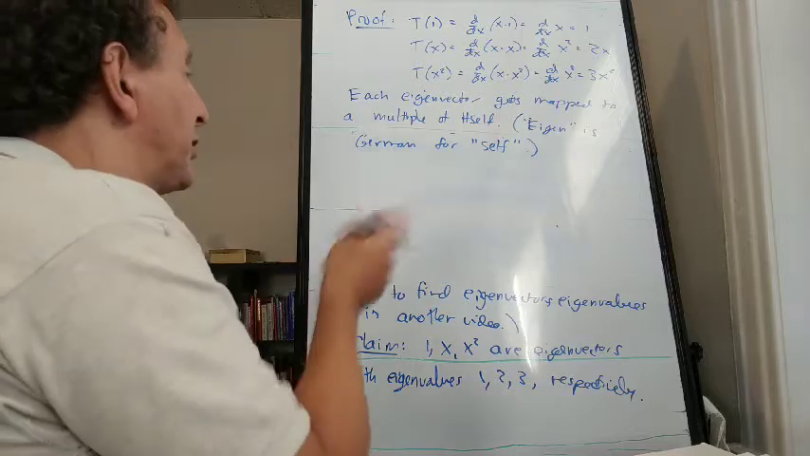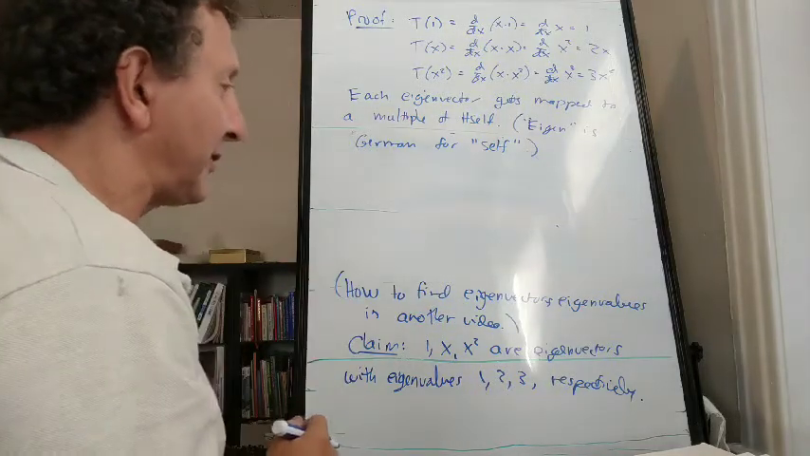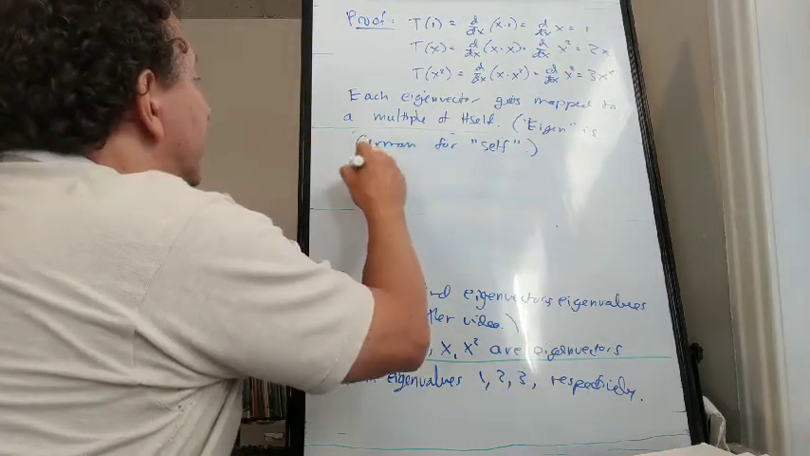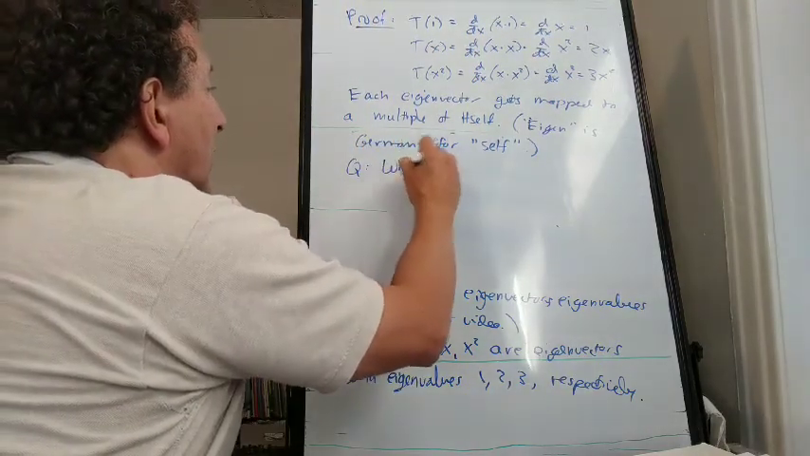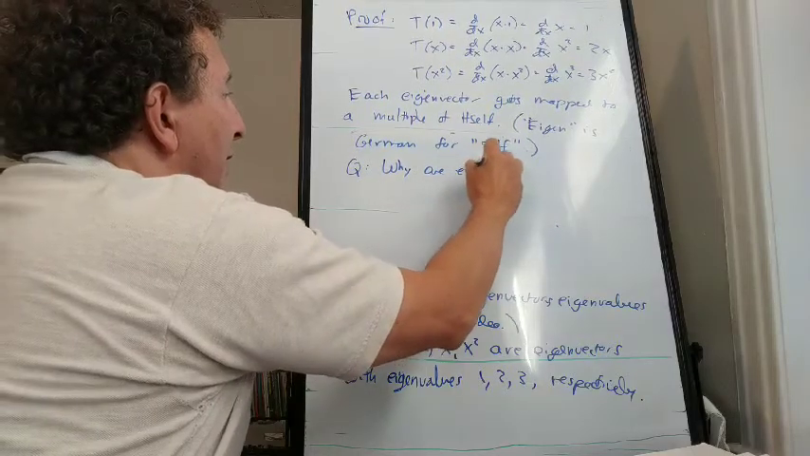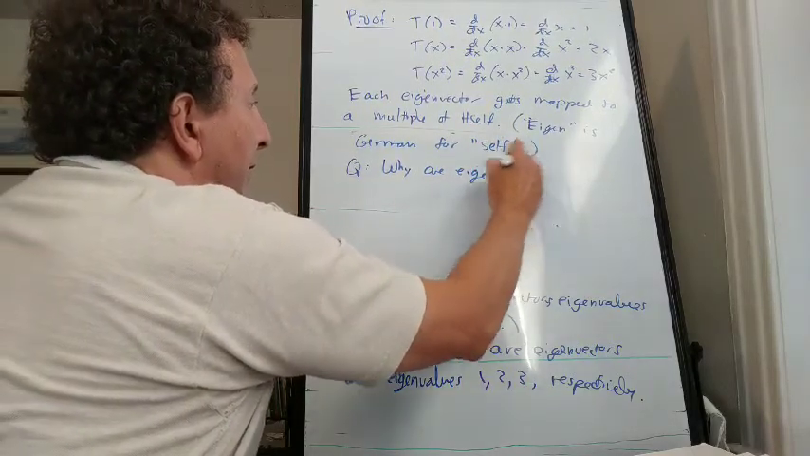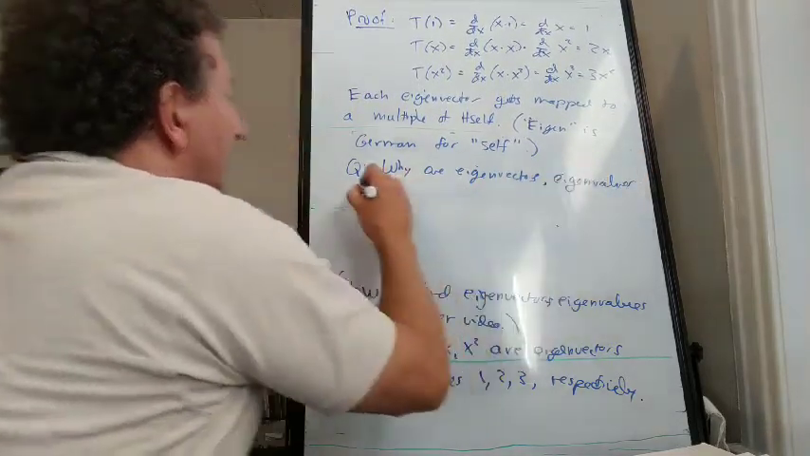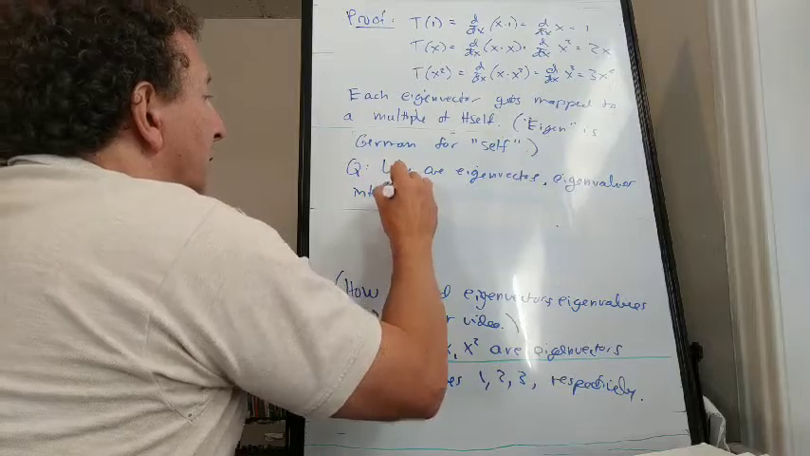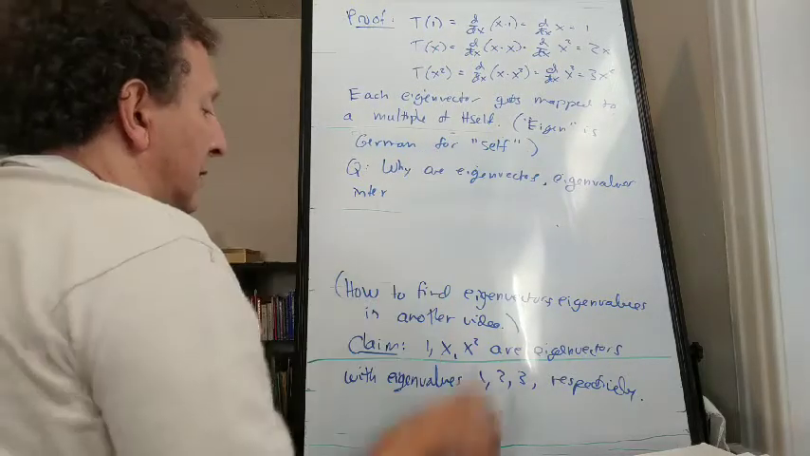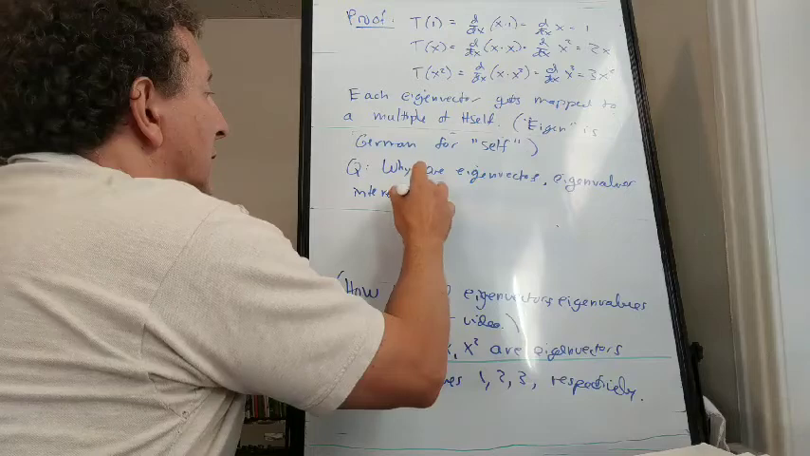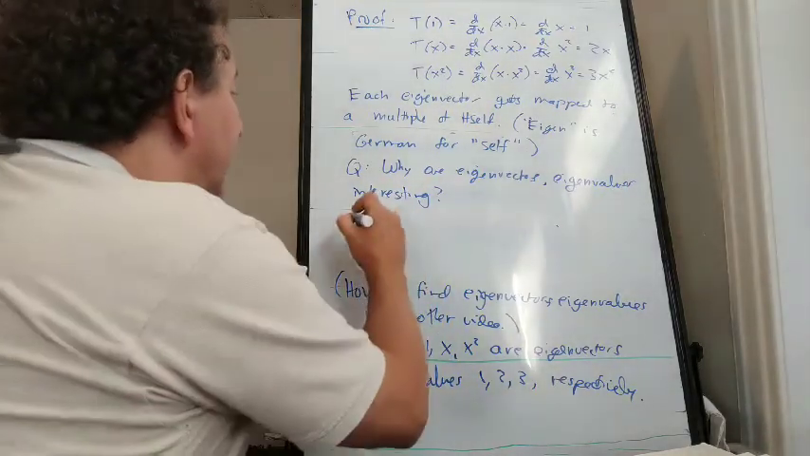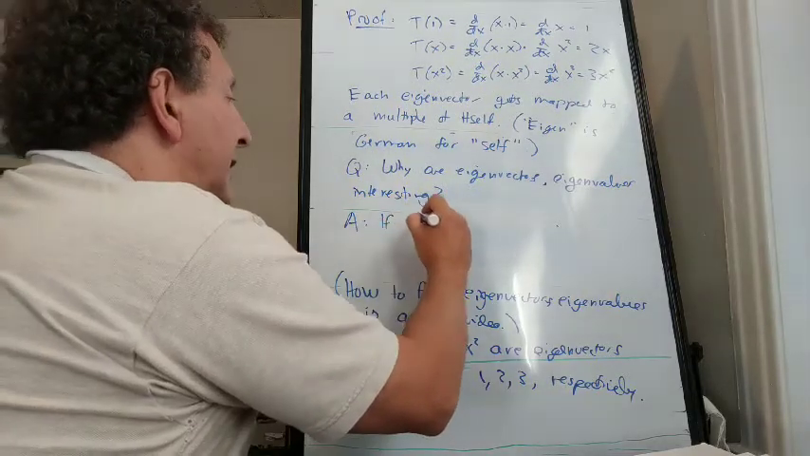All right, so there are some natural questions. One, how do we find eigenvectors and eigenvalues? And I'll show you in another video. Another question is, why are eigenvectors and eigenvalues interesting? So why do we bother including them in this course?